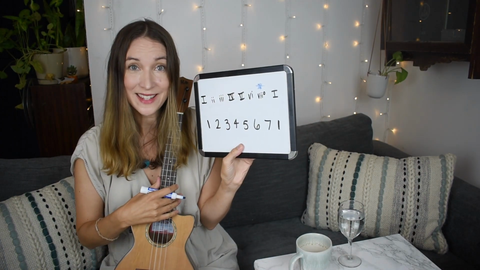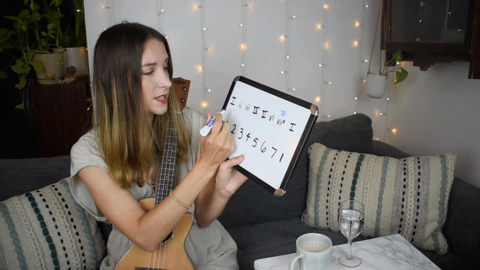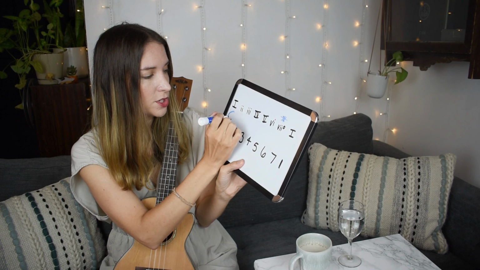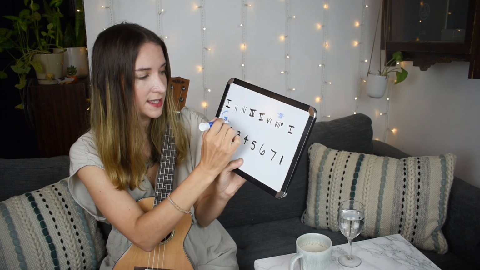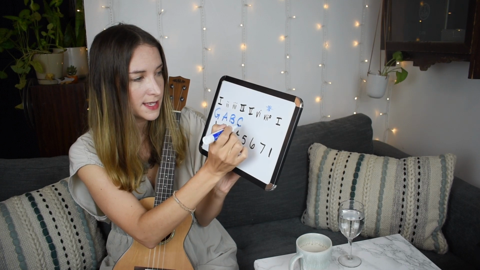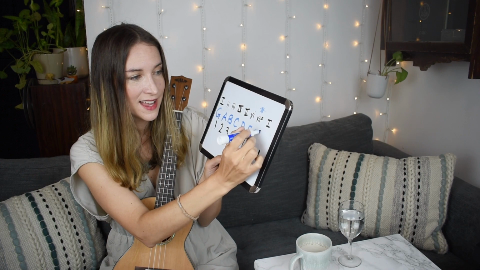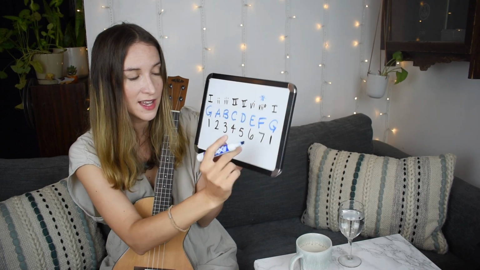Okay, step 2, we're going to take a look at this very same thing in another key. So we're going to take a look at the G major scale next. So I'm going to write out the scale. We're using our alphabet. So starting with G, and then we know that A is next. A, B, C, D, E, F, G.